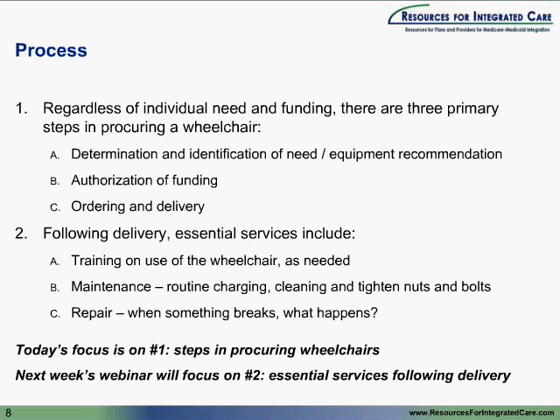Following the delivery, the essential services include training on the use of the device, most often the functionality of the wheelchair, including maintenance, how to do routine charging, cleaning, everyday tightening of nuts and bolts, and ultimately information to the person on what their next steps are if they need a repair. What happens, how do they go about getting the repair initiated and ultimately paid for. Today we're going to focus on step one in the procurement process, and next week we'll look in more detail at step two on the activities following the delivery itself.